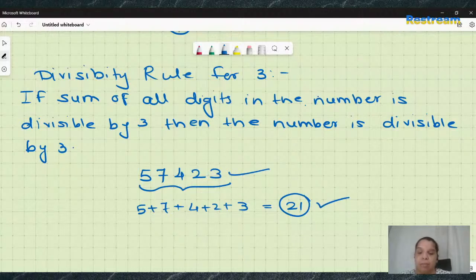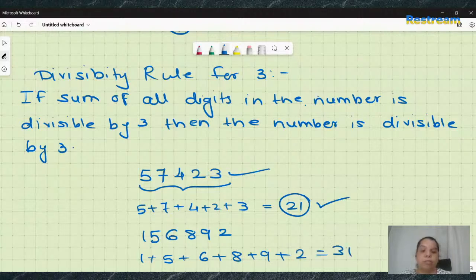Let's say I have some random number, 515692. So I have 5 plus 1 is 6, plus 5 is 11, plus 6 is 17, plus 9 is 26, plus 2 is 28. Hmm, so this number is not divisible by 3 because the sum is not divisible by 3. It is as simple as this.